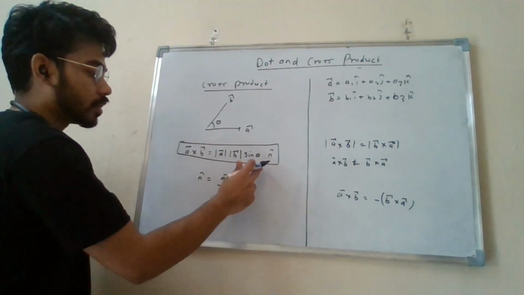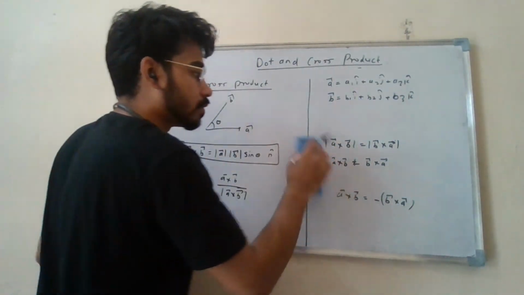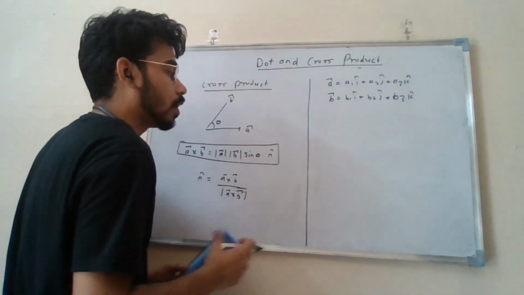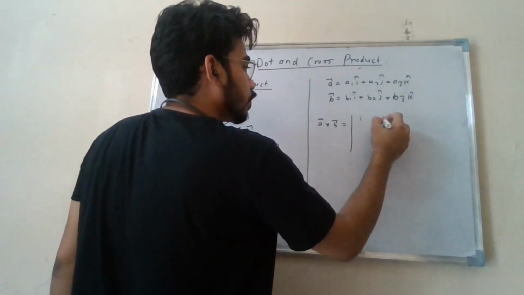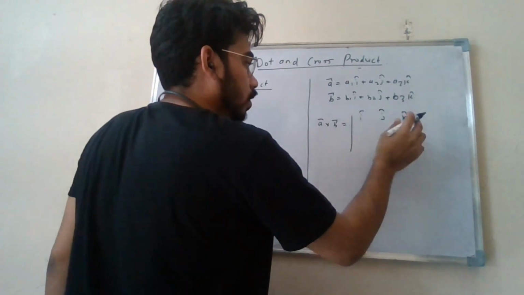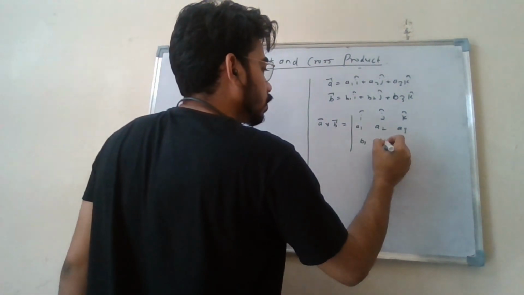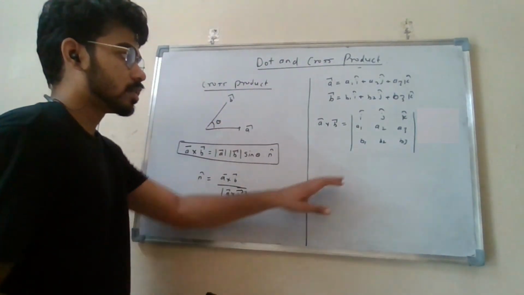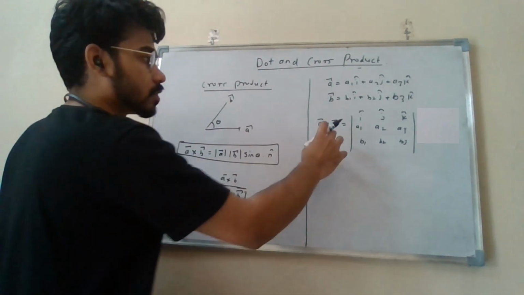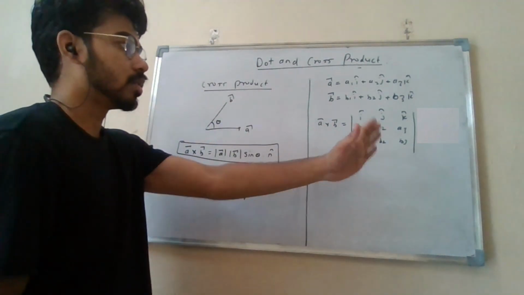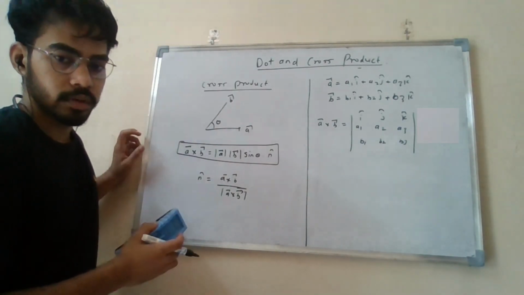When theta is given, you can calculate the cross product like this. But if the vectors are given directly, then how can we calculate the cross product? Then a cross b is equal to the determinant with i, j, k, the unit vectors along the x, y, z axes, then a1, a2, a3, and b1, b2, b3. This determinant gives us the value of a cross b. Clearly, it is a vector quantity, so it has some magnitude and some direction. So let's see a few properties of the cross product.